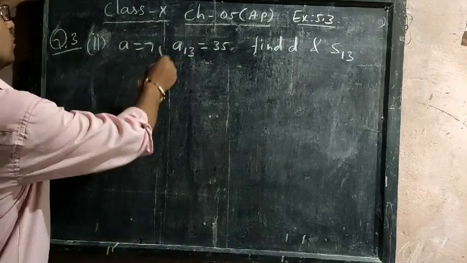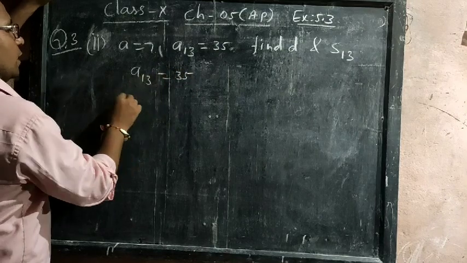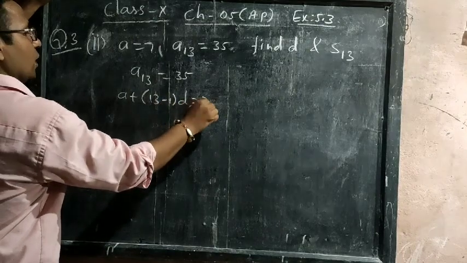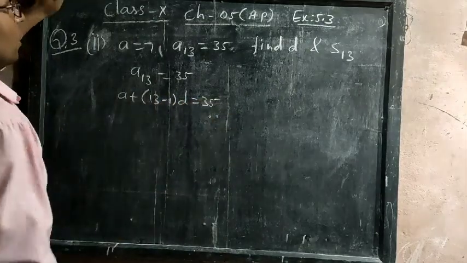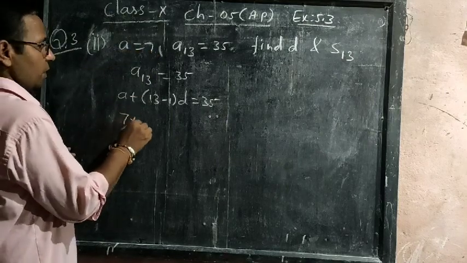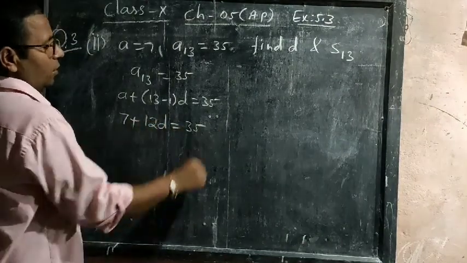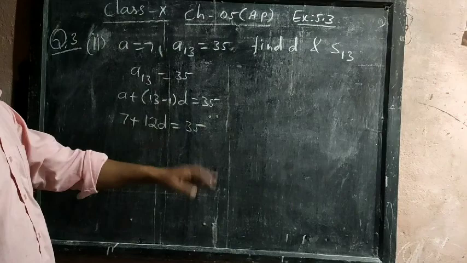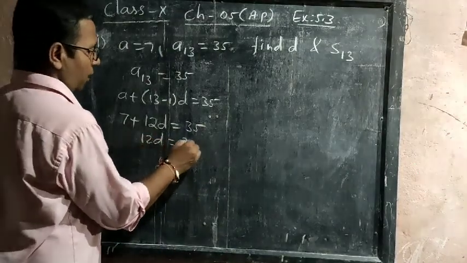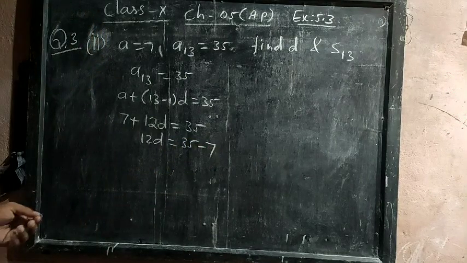So for a13 we use that formula. a13 is equal to 35. So a13 is a plus (13 minus 1) into d is equal to 35. Now the value of a is given as 7, so we use 7. 7 plus (13 minus 1), that means 12d, is equal to 35. Now students, plus 7 brought to that side becomes a negative sign. So 12d is equal to 35 minus 7. So 35 minus 7, how much will you get here?